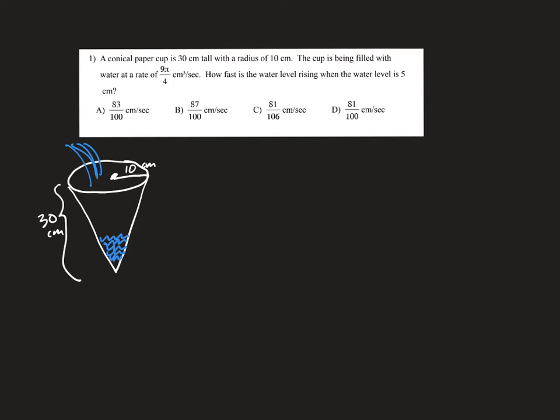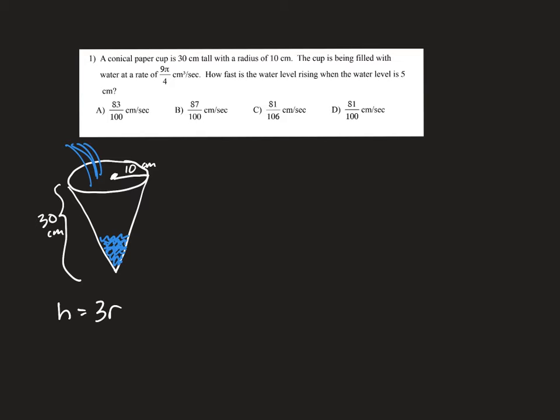Now, the shape that the water makes is also a cone, and it has the same proportions. In particular, what's going to come into play here is that the relationship between the radius and the height is 10 centimeters to 30 centimeters. In other words, the height is 3 times the radius, and that's going to become important for us later. Let's list the rest of the information that we have here.